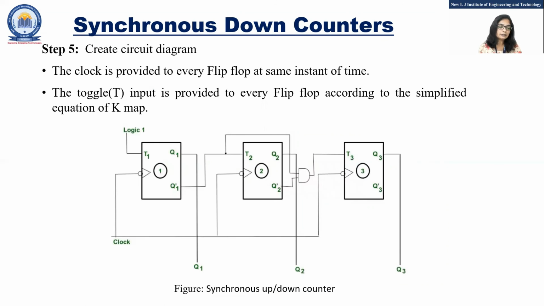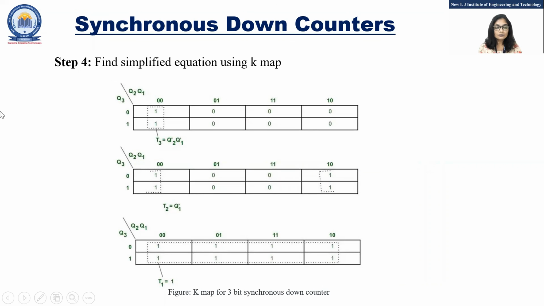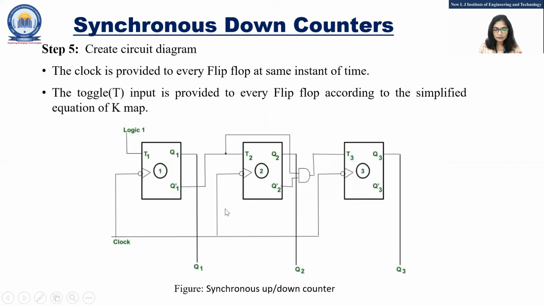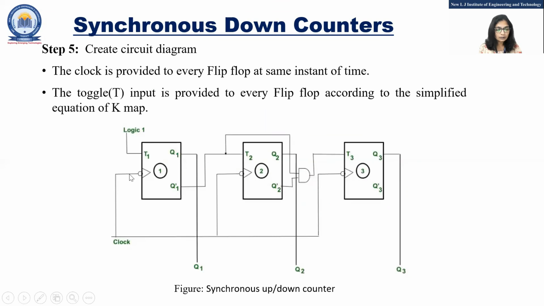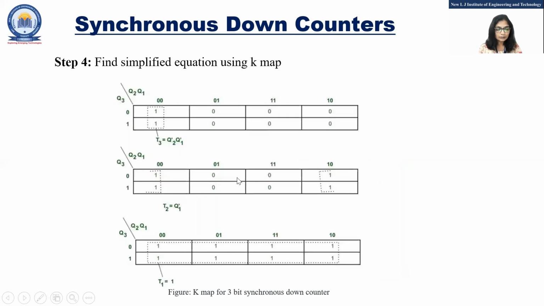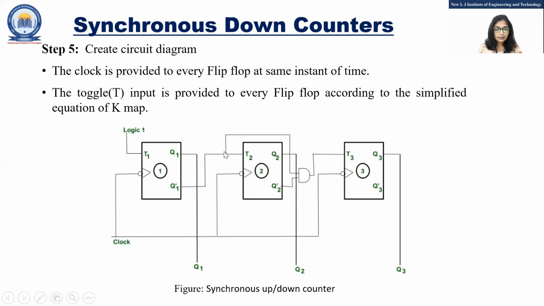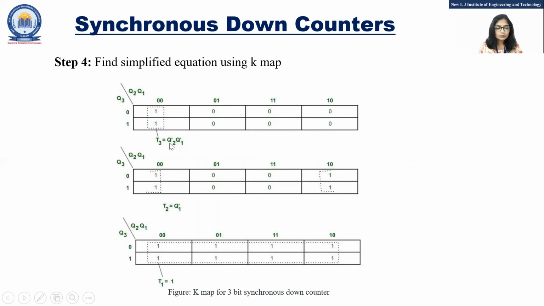Fine. Then the next step is to create the circuit diagram. So from these logic equations, we will design the synchronous down counter. In that we are using 3 T flip-flops. So T1, here you can see T1 is equal to 1, so in T1 we are applying fixed logic 1. Then what about T2? Here for T2 we are getting Q1 dash, so you can see in T2 we are applying Q1 dash.